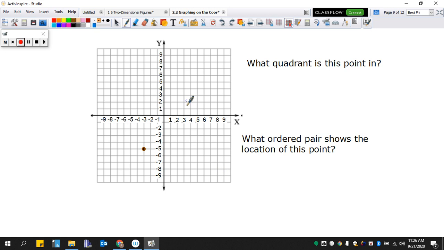What quadrant is this point in? Well, it's in 1, 2, 3, so quadrant 3. And the ordered pair is, the x value is -3, the y value is -5. All right.